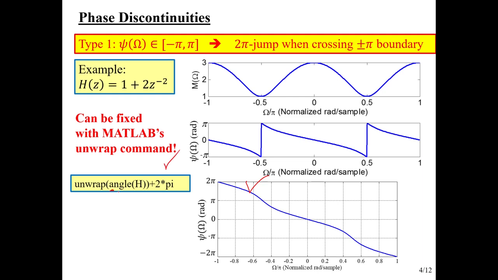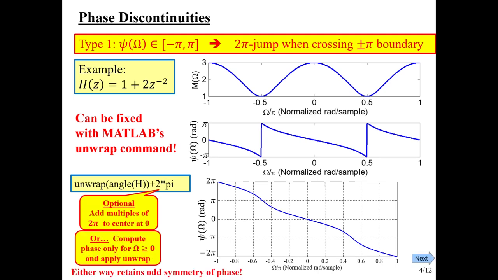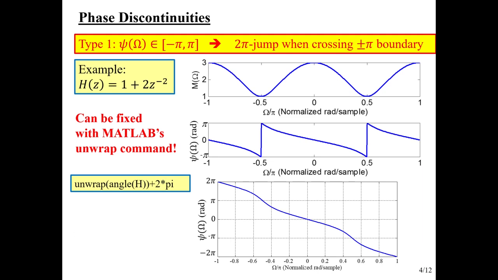Now, here's the angle command, and notice that I've wrapped and unwrapped around that. Two uses of the word wrap there. And then I've added 2 pi. We'll talk about that in a minute. All the unwrap command does is the following. It starts at the left side of the vector. So this angle of h is going to give us this thing here. Once the angle computes this, you've got this thing in a vector in that order.